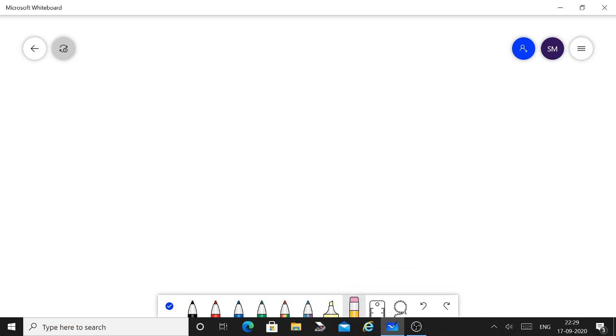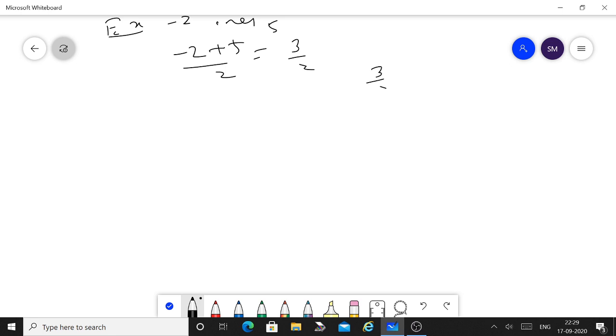Okay, then next. Another example. Find out the rational number between -2 and 5. Then what? -2 plus 5 upon 2, that is 3 upon 2. Then 3 upon 2 is greater than -2 and less than 5. Okay.